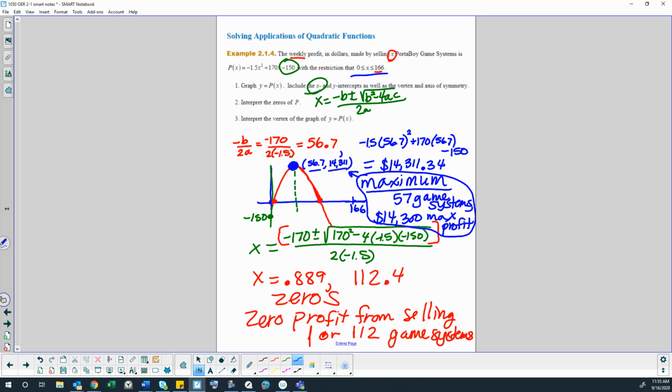I feel like I've made a mess of this whole thing with how I've written it down. So that is the answer to number 3. Interpret the vertex. And down here was the answer to number 2. What are those zeros? We've just analyzed this function. Made it real. Okay, stop.